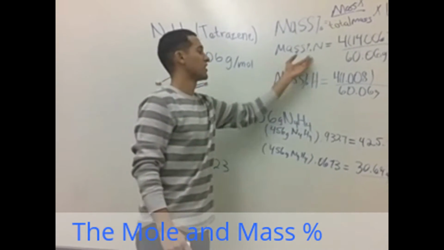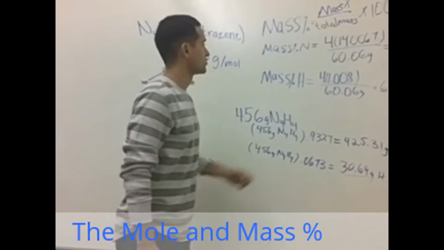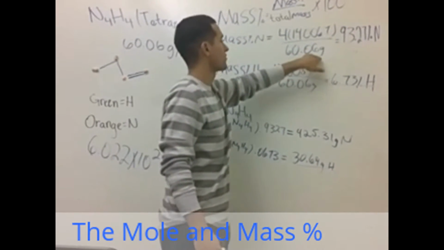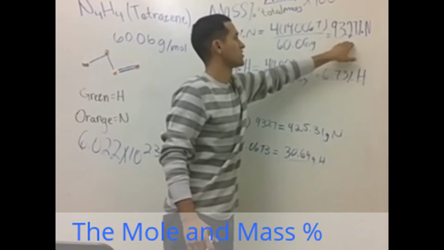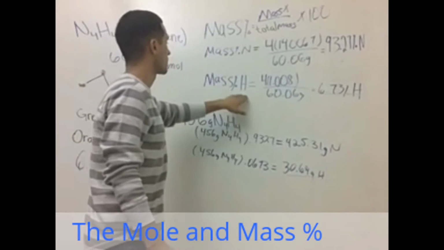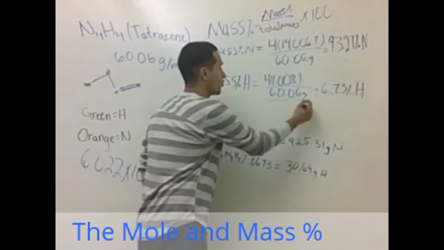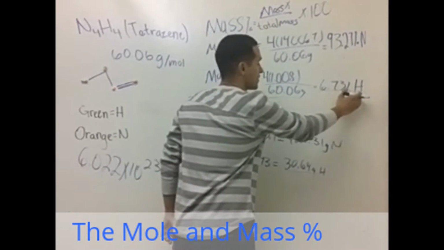Now we can find the mass percent of nitrogen and hydrogen in tetrazine, which is 4 atoms of nitrogen times the atomic mass divided by the total molar mass of this compound, which gives us 93.27% mass of nitrogen. Similarly, to find the mass percent of hydrogen, it would be 4 atoms of hydrogen times the atomic mass divided by the molar mass, which will give us 6.73% hydrogen.